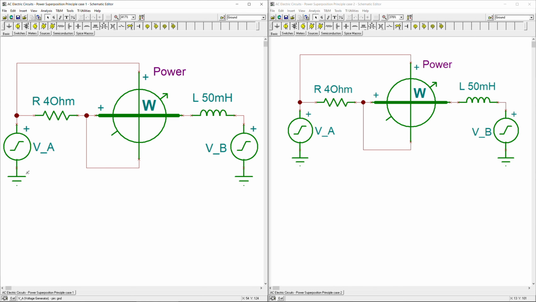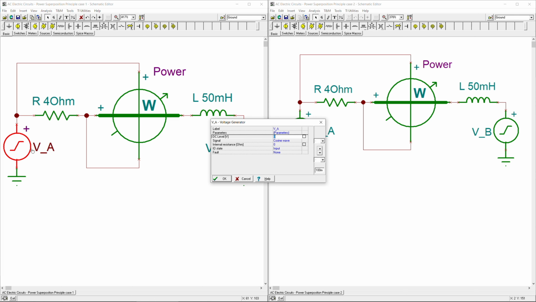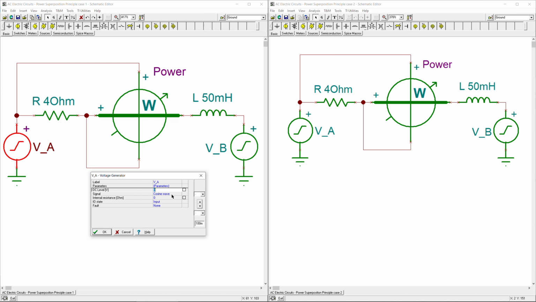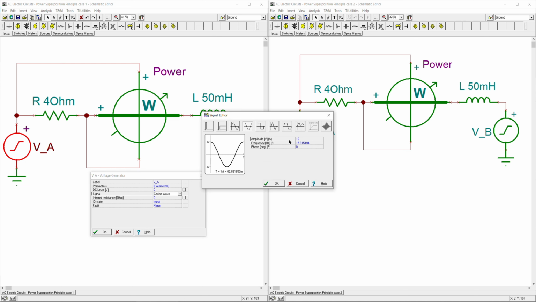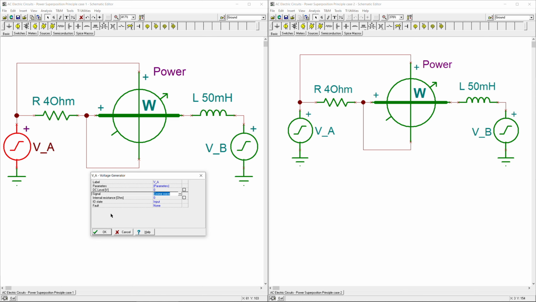I have here now the 2 cases, case 1 on the left, case 2 on the right side. For case 1, VA, let me click on it, you can see that it was a cosine function with an amplitude of 10 volts and the frequency was 100 radians per second, but we need to of course go to hertz, so you divide by 2 pi. So 100 over 2 pi, you get approximately 15.92 hertz. That's for the VA.